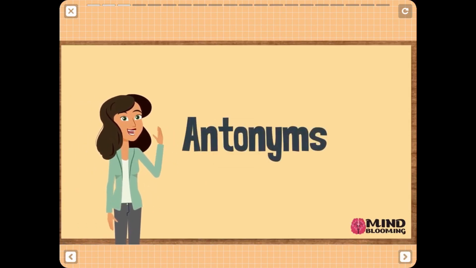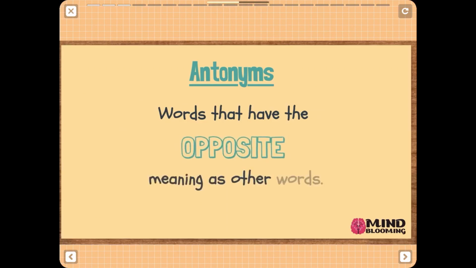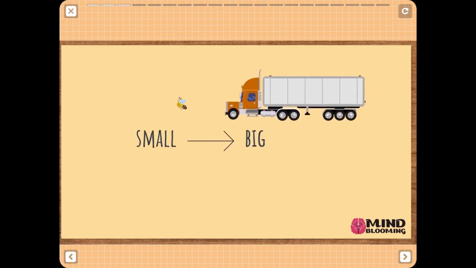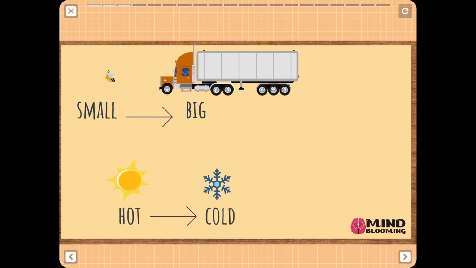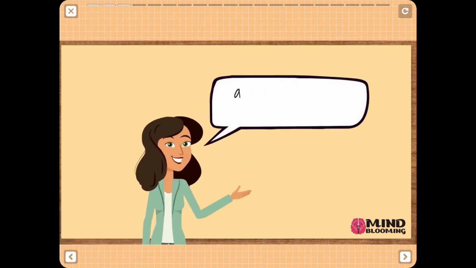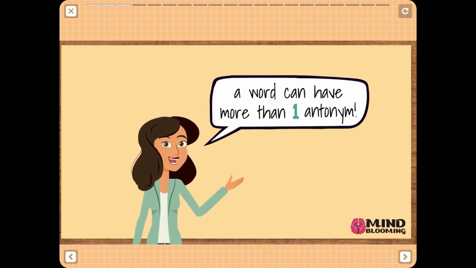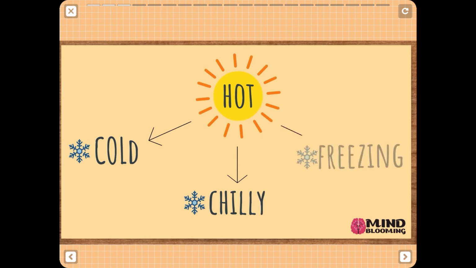Antonyms. Antonyms are words that have the opposite meaning as other words. For example, the word small is the opposite of the word big. The word hot is the opposite of the word cold. A word can have more than one antonym. Let's take a look at an example. The word hot is the opposite of the word cold, and the word chilly, and the word freezing. So the word hot has more than one antonym.